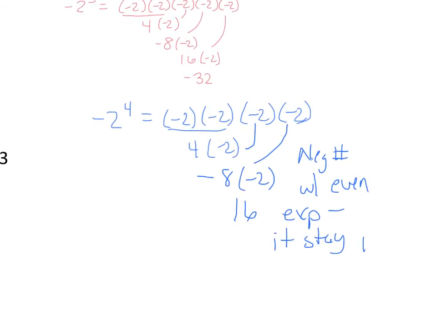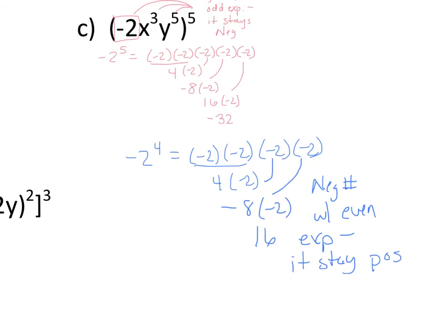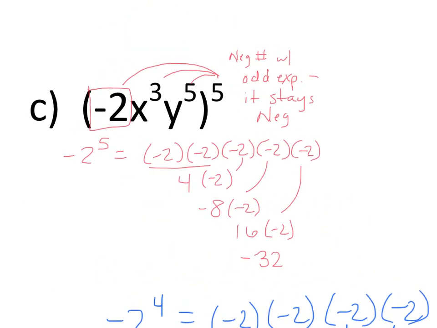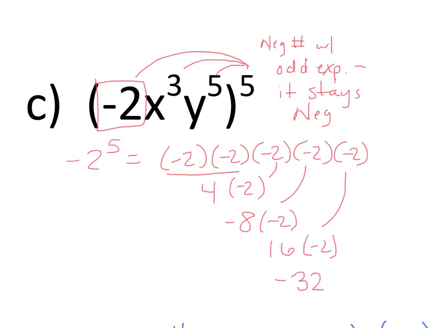Like I said, I'm going to teach you how to do calculators and whatnot on all this, but it helps to know that in case you don't have one. Just keep in mind that a negative number to an even exponent will always be positive. And if I have a negative with an odd exponent, the answer will always be negative. All right, so let's finish it up. I've got negative 32, x to the 15th, y to the 25th. Again, I'm multiplying the exponents: 3 times 5, and then 5 times 5.